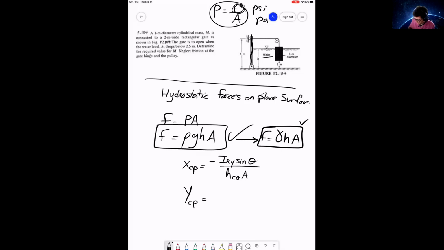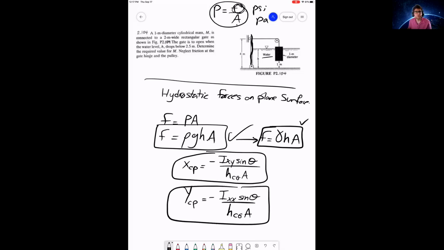It's basically negative Ixx sine theta over the same thing, h_CG times A. These are your three formulas that you need to know when you're dealing with hydrostatic forces. Once the problem tells you to calculate hydrostatic force on a flat surface, go to these three formulas.